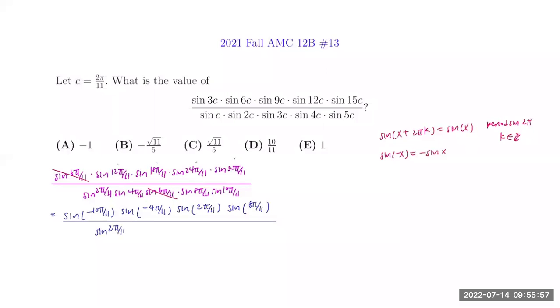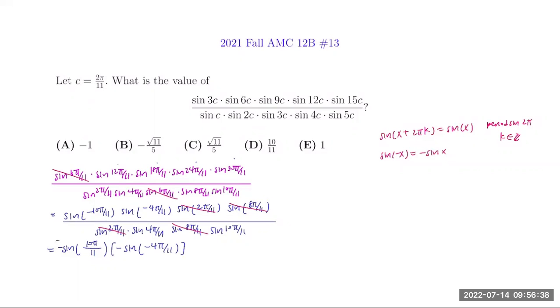So sin(2π/11), sin(4π/11), sin(8π/11), and sin(10π/11). Well, currently we see we have some terms that are the same in the top and bottom. So this cancels with this, as well as these two. And ultimately, we are going to be left with sin(-10π/11), which can be rewritten as the negative of sin(10π/11), and the negative of sin(4π/11).